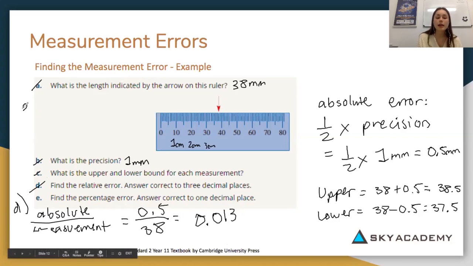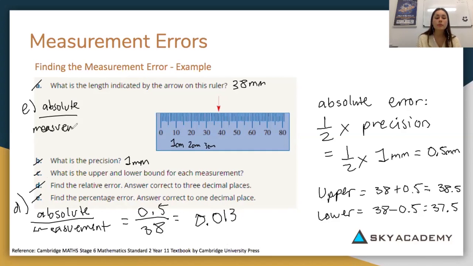And finally, the last question, which we'll do up here in this gap here, is the percentage error. And we know the percentage error to be the exact same as the relative error, except we times it by 100. So it's absolute error over the measurement times by 100. So if you times 0.013 by 100, you should get 1.3%.